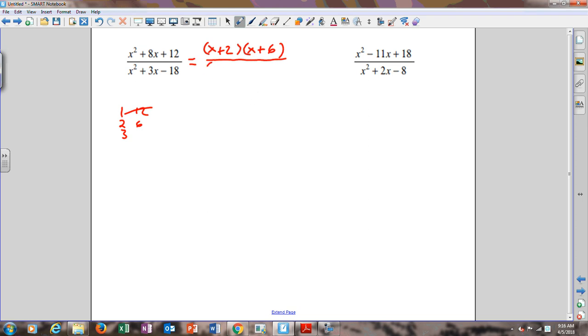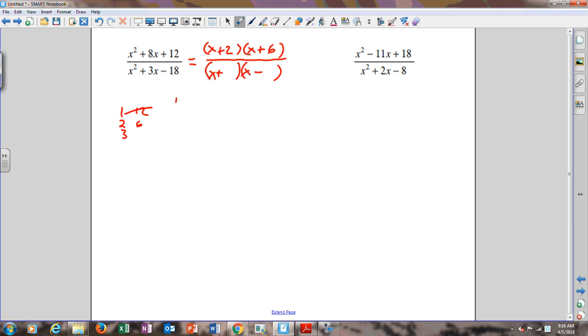On the bottom, you have to figure out what multiplies to give you x squared. That's going to be an x and an x. And then on the back side, what multiplies to give you negative 18. So you know one of them is going to be a plus and one of them is going to be a minus, because that's the only thing that can multiply to give you a negative number. So you have to multiply to give you negative 18 and combine to give you positive 3.